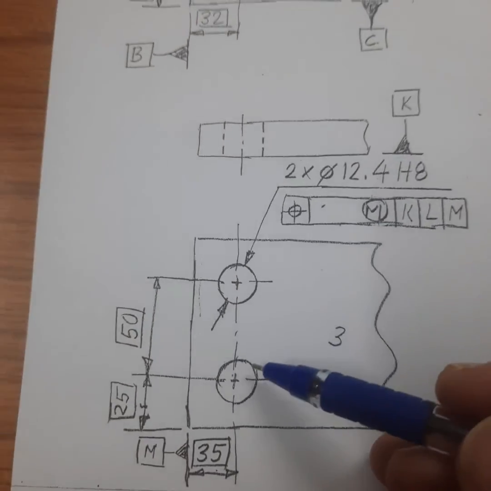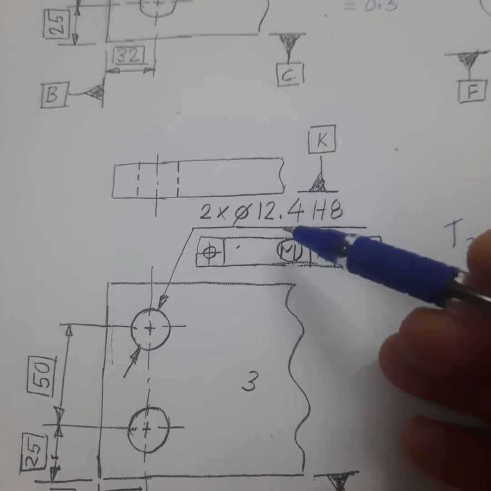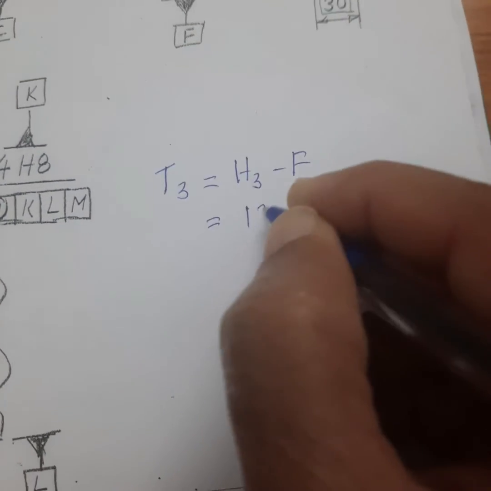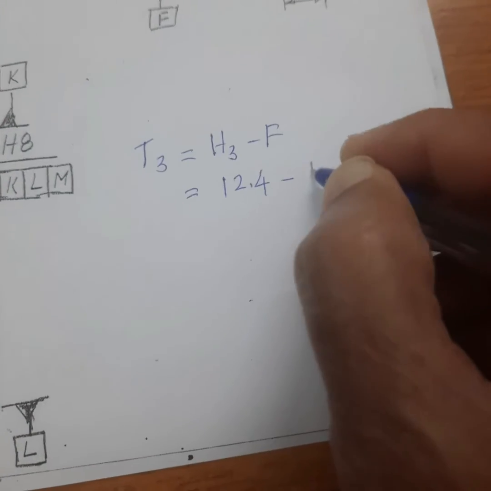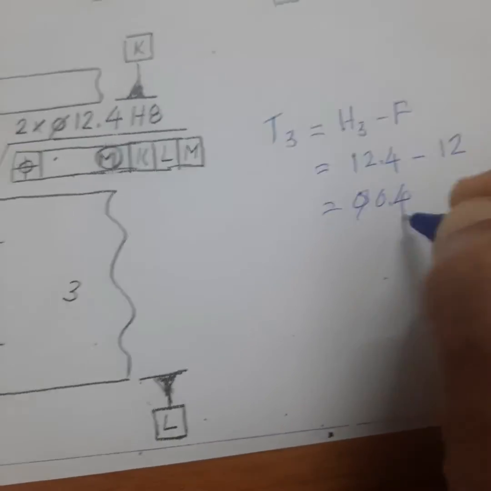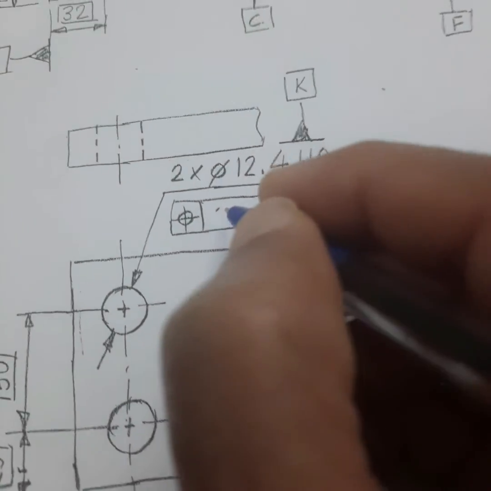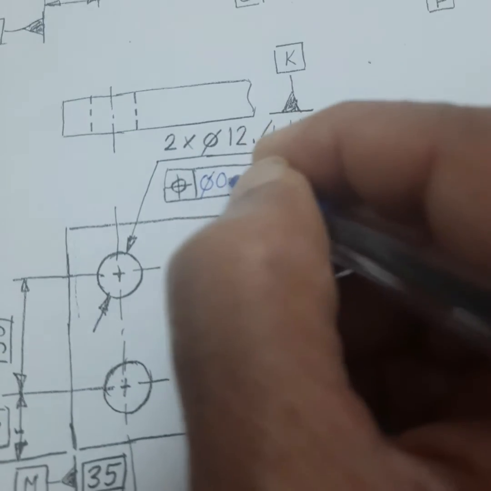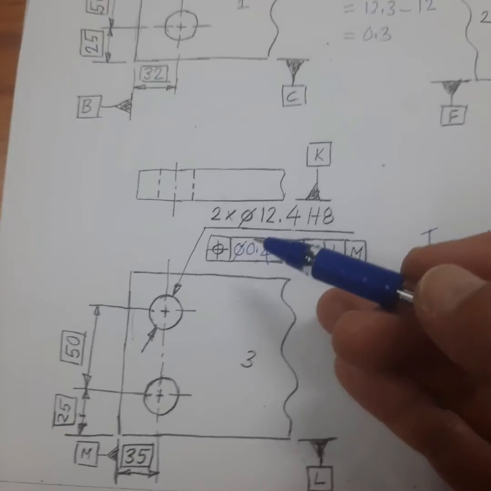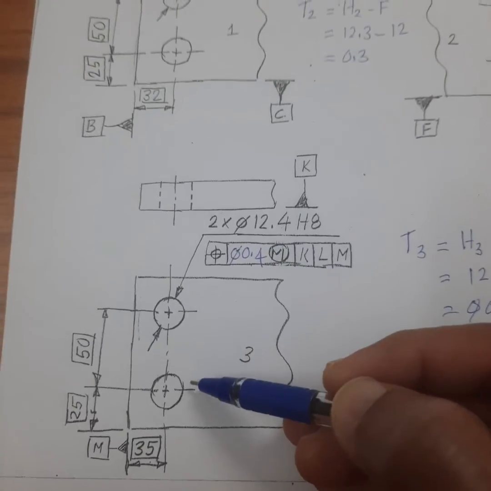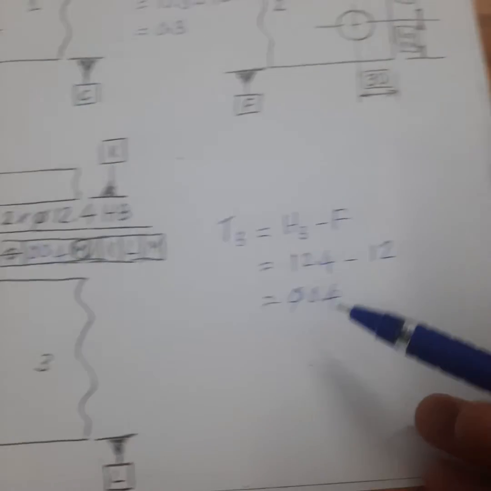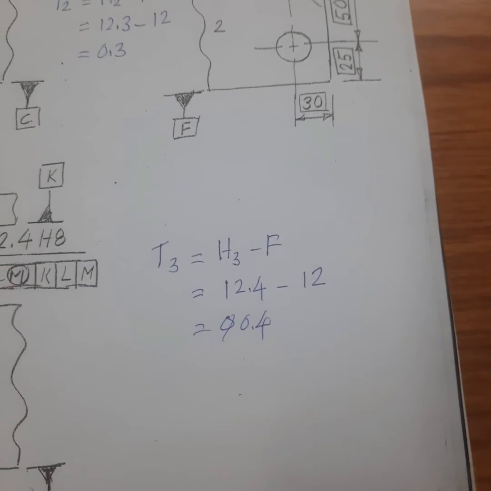Plate 3. Plate 3 has holes drilled to a size of 12.4 H8. The MMC size of the hole is 12.4. The fastener's MMC size is 12. So on plate 3, the maximum permissible value of position tolerance for locating the hole is found to be 0.4 as per the equation.